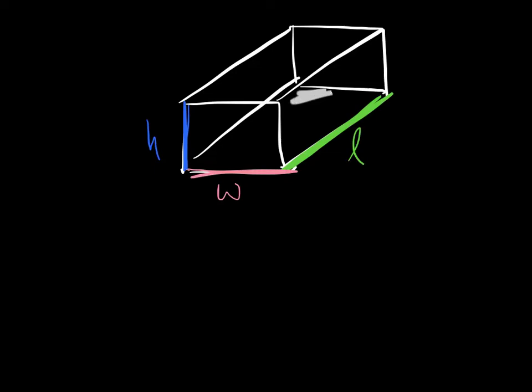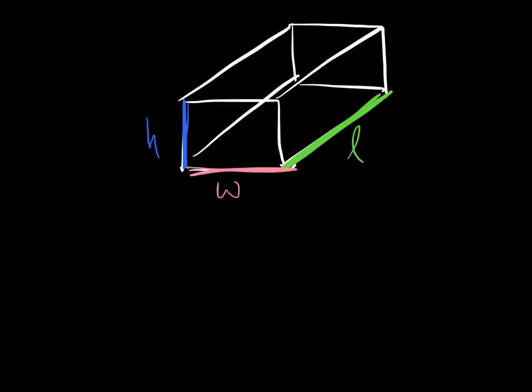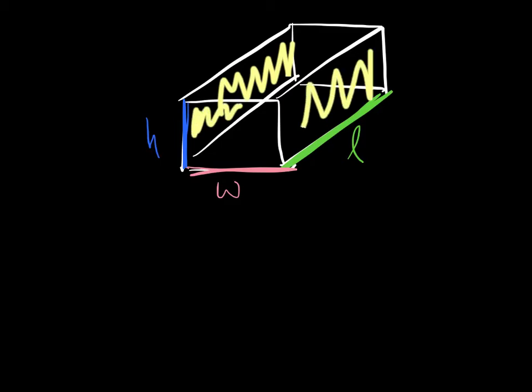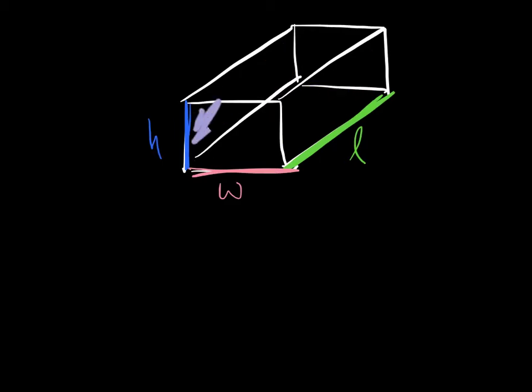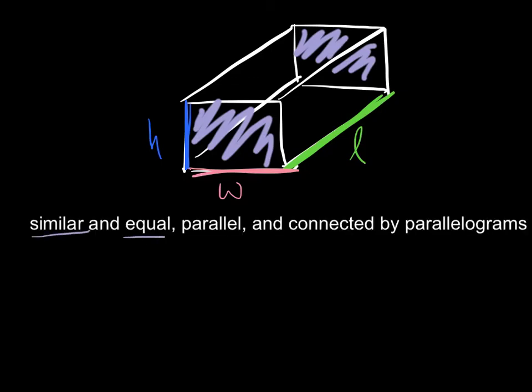For example, we have the top and bottom, shaded in by gray, or we can have the two sides shaded in by the yellow, or we can have the front and back sides shaded in by the purple. Each pair of sides satisfies the definition for a base. They are both similar and equal, which means they look the same. They are parallel, which means they will never intersect, and they are connected by parallelograms, which in this case are rectangles.